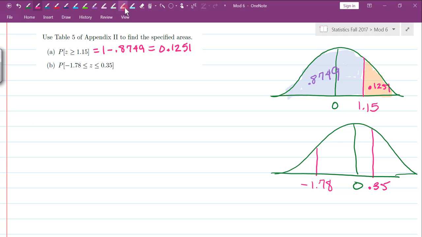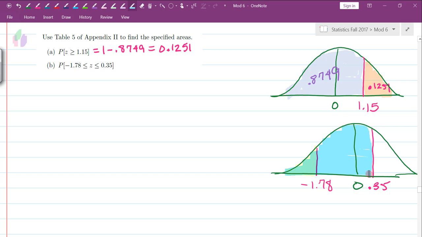Let's see here, is it this one? What color is that? That's purple. This is green. That's pink. I'm looking for yellow. So let me come in here and grab yellow right there.